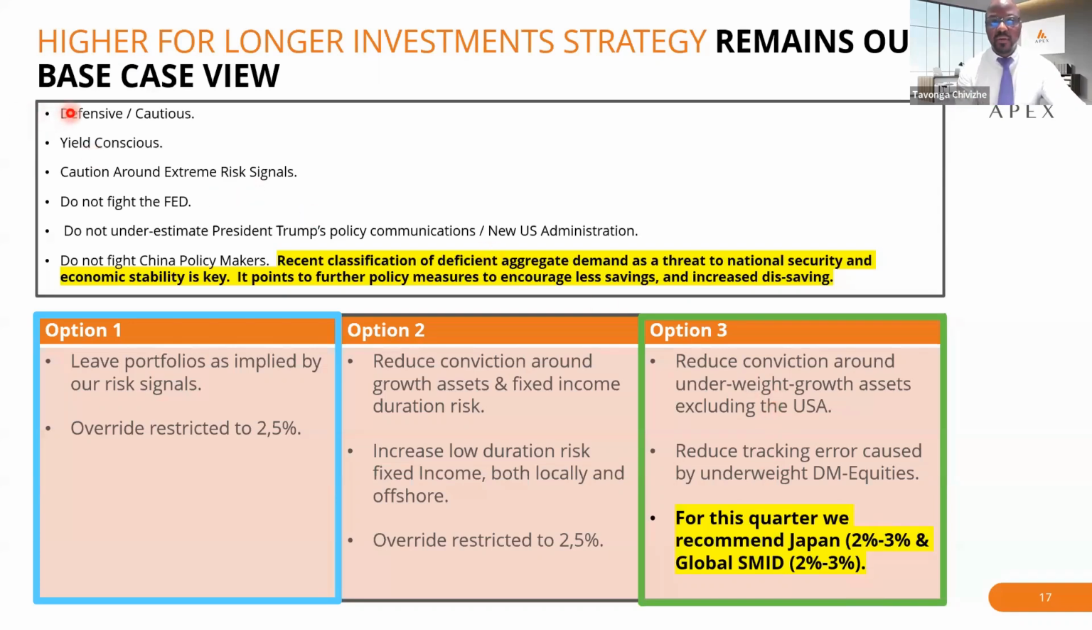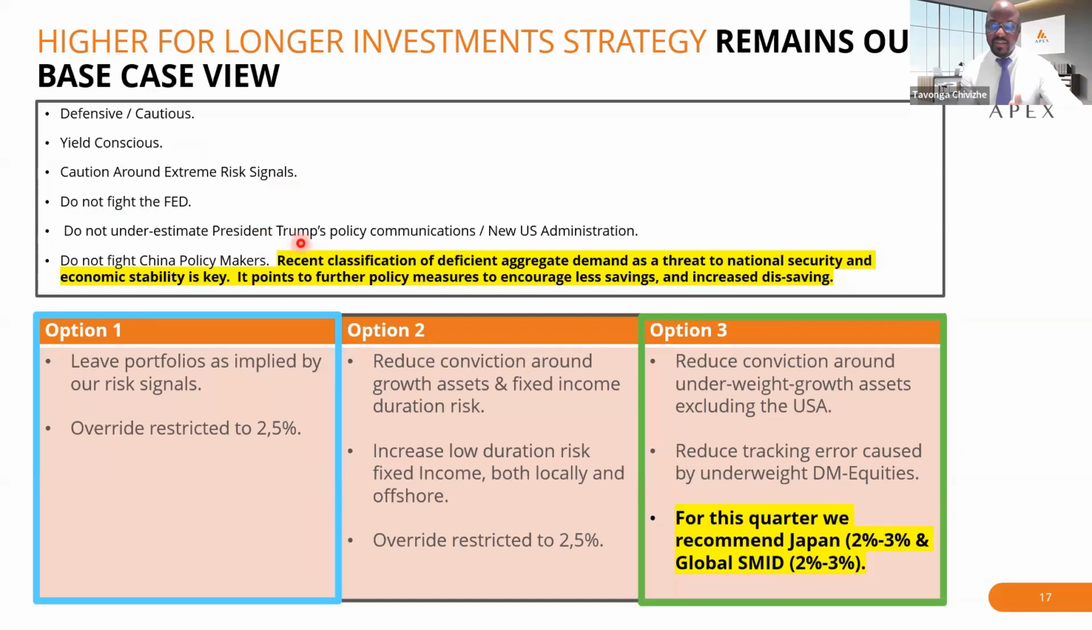And obviously, we are going to remain defensive for reasons I've already mentioned, very yield conscious. I mean, what better time to lock in good yields than at the peak of the rate hike cycle? Caution around extreme signals. You saw those recession risk signals flashing red. Don't fight the Fed. If they indicate they want to hike rates further, we will position our portfolios accordingly.